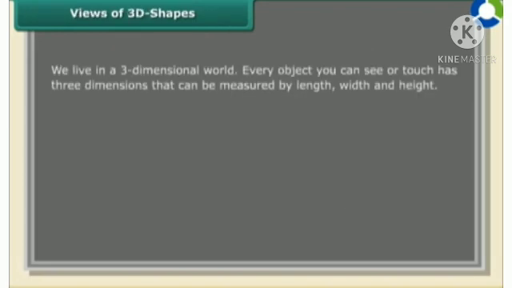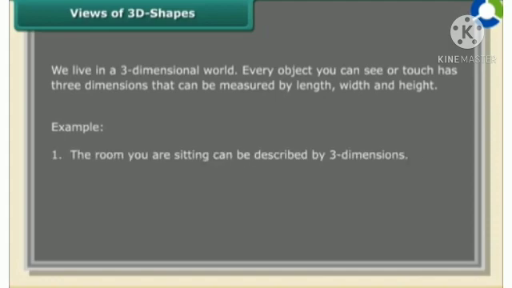Views of 3D shapes. We live in a three-dimensional world. Every object you can see or touch has 3 dimensions that can be measured by length, width and height. Example 1. The room you are sitting in can be described by 3 dimensions. The monitor you are looking at has 3 dimensions.